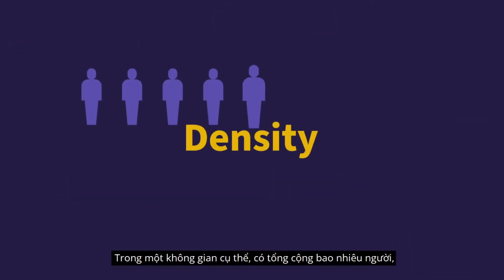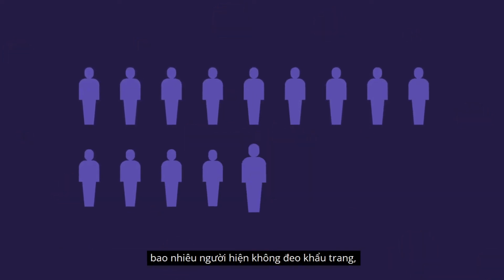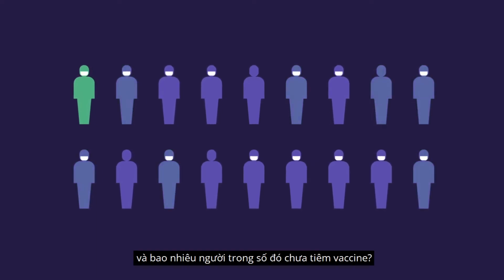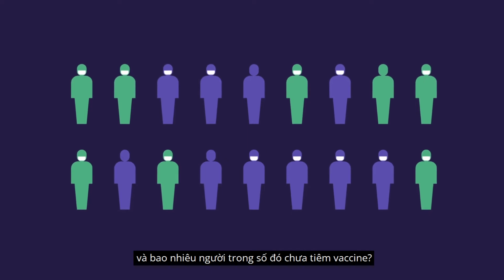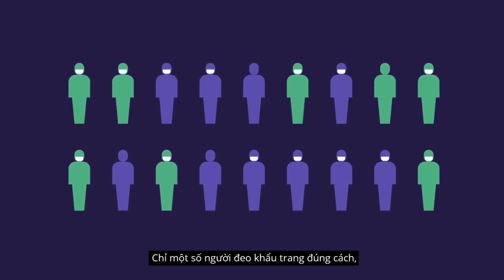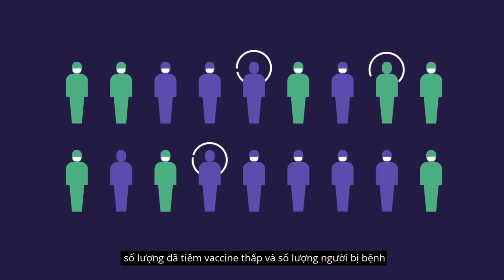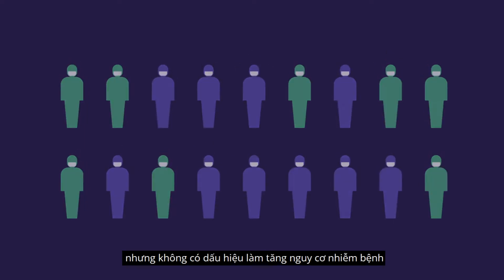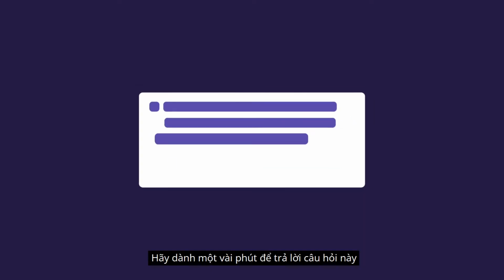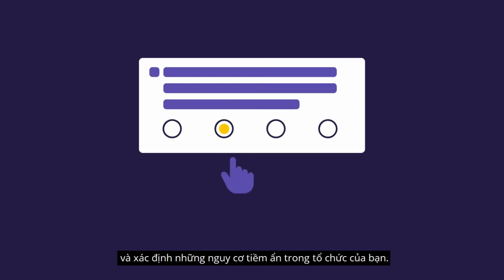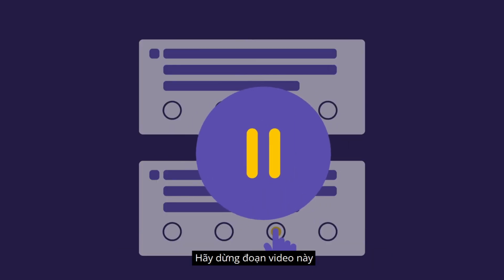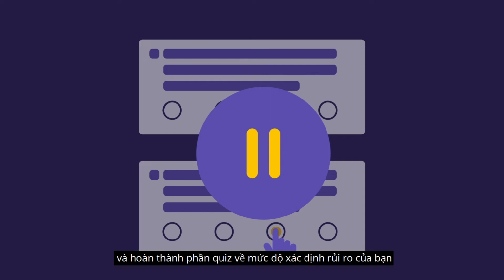Density. How many people are in your building space? How many of them are not wearing masks? How many people are sick and not showing signs, and are or can be assumed to be unvaccinated? Few people properly wearing masks, low vaccination rates, and people who are sick and not showing signs increase the risk of getting infected. Take a few minutes to answer these questions to determine your organization's risk. Pause this video now, go straight to the link in the description, and complete your risk assessment quiz.